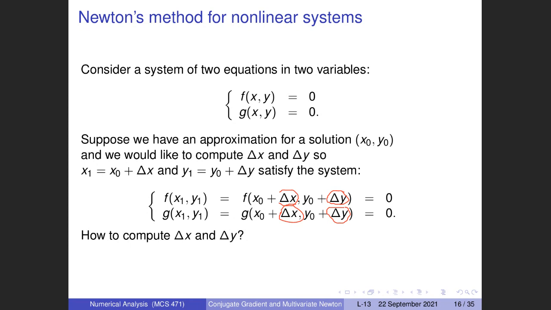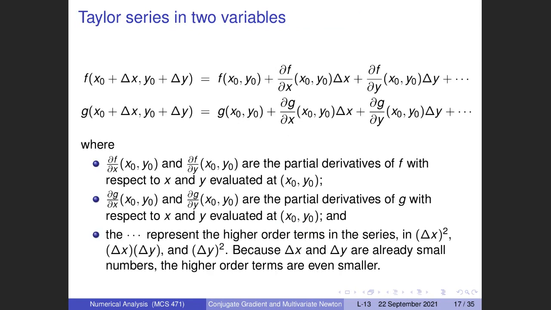Why is this a simpler problem? Well, we actually hope that the x naught, y naught is already close. Then we are looking for small numbers, delta x and delta y. Now how do we compute this? Well, the delta x and the delta y are small. That means that we can apply Taylor series.